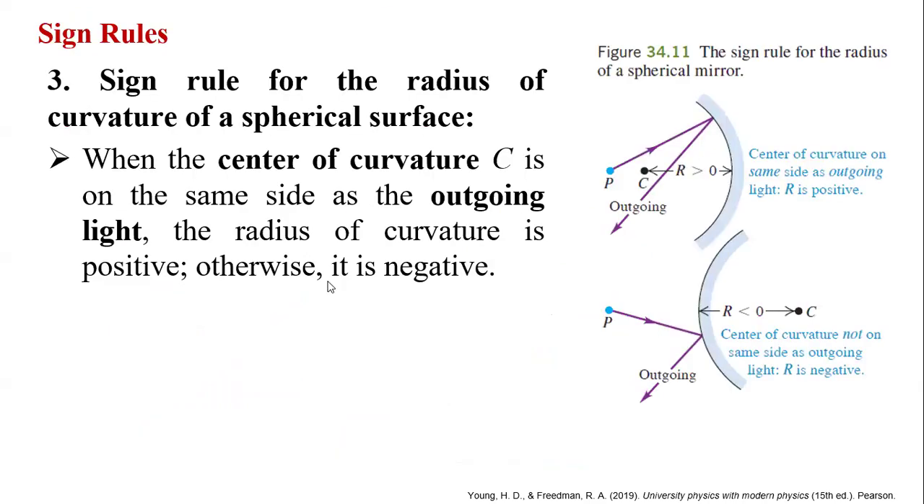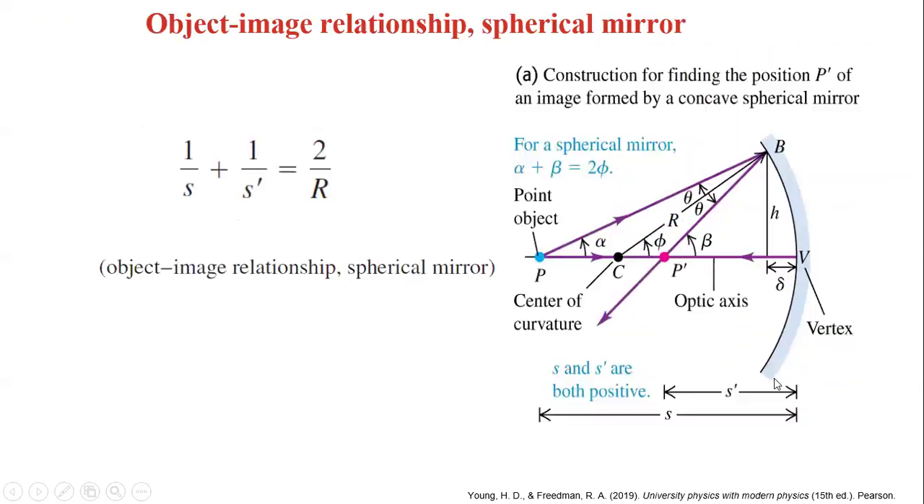So before we derive the relationship, let's read rule number 3. We can apply rule number 3 here. When the center of curvature C is on the same side as the outgoing light, then R, the distance from the vertex to C, is positive. Otherwise, if C is not on the same side as the outgoing light, R is negative. How did we derive this one?